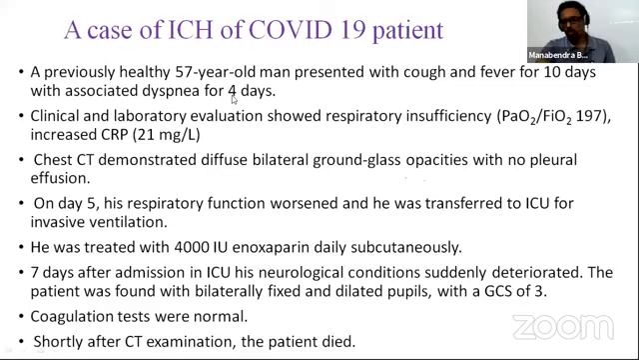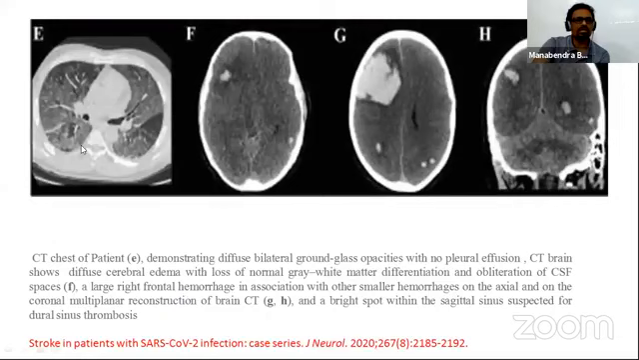Intracerebral hemorrhage is not so common, but in this case, a 57-year-old man presented with cough and fever, and evaluation showed respiratory insufficiency, also with ground glass appearance on the CT chest. On day five, his respiratory function deteriorated and he went to the ICU. He was started on daily enoxaparin, and then 7 days after admission, the patient deteriorated. You see the peripheral ground glass appearance in the lungs, and this is the widespread cerebral edema.